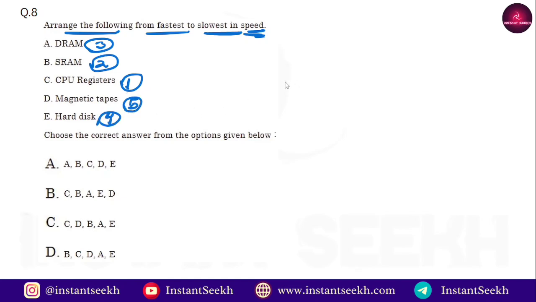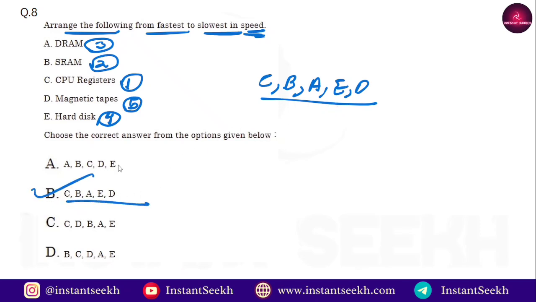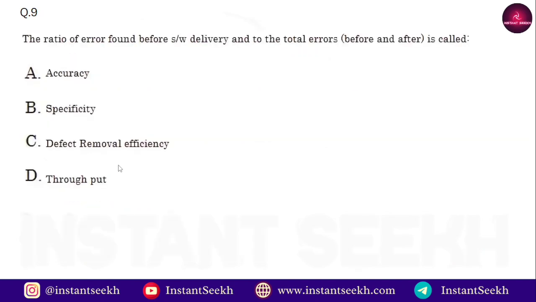So the correct sequence from fastest to slowest with regards to speed will be C, CPU registers, then your SRAM, that is option B, then your DRAM, that is option A, then hard disk, option E, and then your magnetic tape, that is option D. So C, B, A, E, D, that is your option. Answer option B is your correct answer for this particular question. Let's move on to the next.